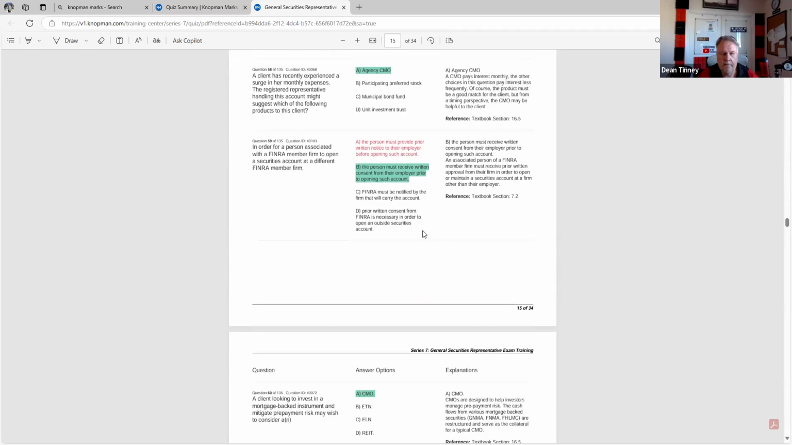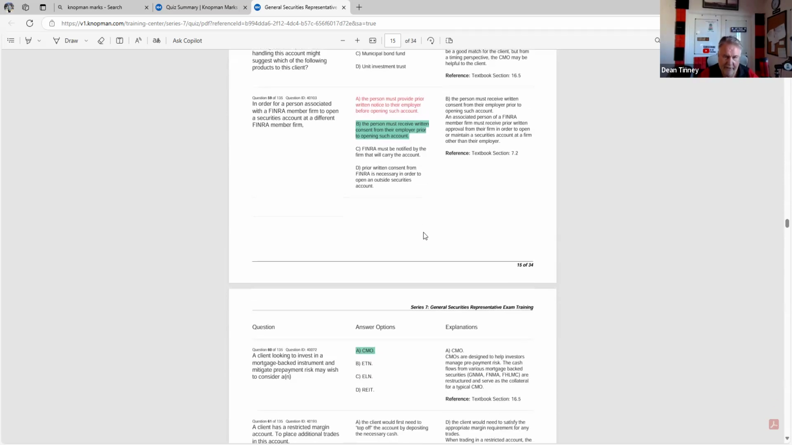The person must provide prior written notice. They receive written consent from their employer prior to opening. So I don't think they're a testable distinction, but the written notice amounts to consent because when your firm gets it, they either say yes or no.